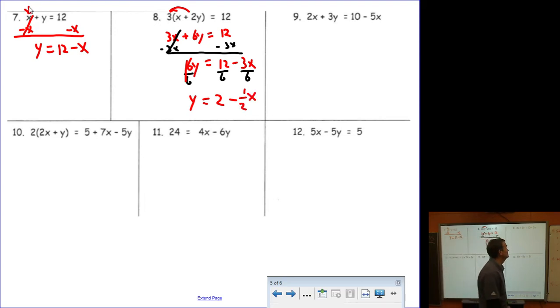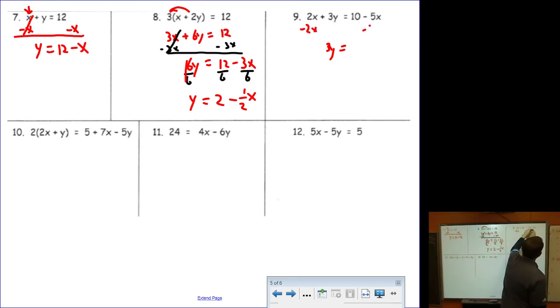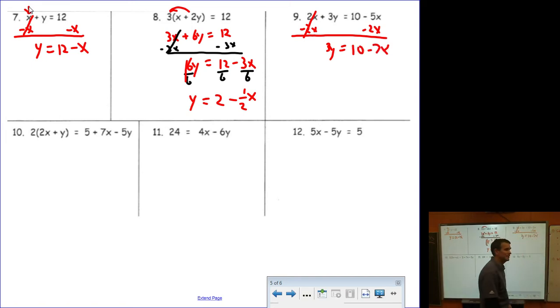Number 9. All right, so the first thing I want to do is get the y term by itself. To get the y term by itself, I would subtract 2x from both sides. And that would give me 10 minus 7x. Negative 5 and negative 2 makes negative 7. Then I would divide everything by 3 to get the y by itself.